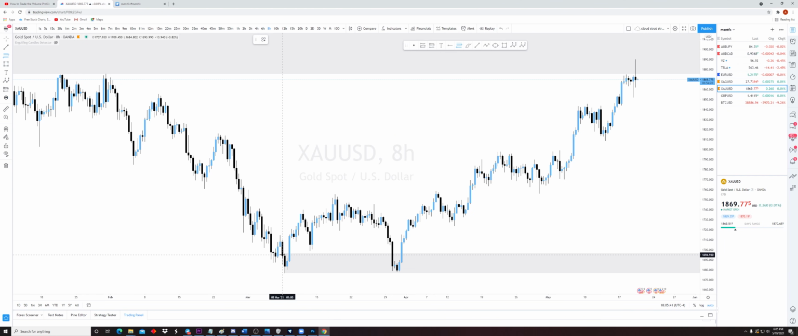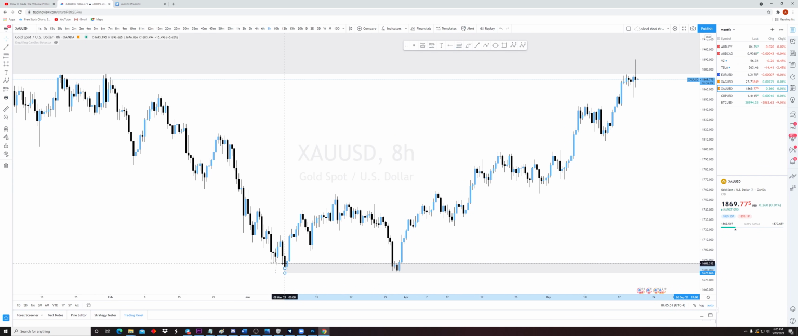And those deeper mitigations can be either refined with a much lower time frame entry that you might be able to find, or as simple as taking a fib tool from the open to the wick, sorry, from wick to wick, and drawing that out, and now you know exactly where price most likely wants to head.